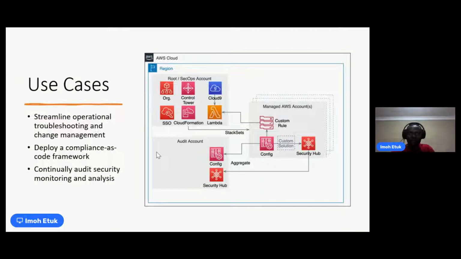So we look at the diagram and what we have, it helps you to streamline operational troubleshooting and change management. Maybe when you have deployed a resource and maybe that resource is not in compliance with what you think it should be, you can quickly use AWS Config to terminate it to make sure that a proper resource is launched. Then you can use it to deploy a compliance as code framework working with your CloudFormation stack. You can easily integrate AWS Config to help you monitor your stack.